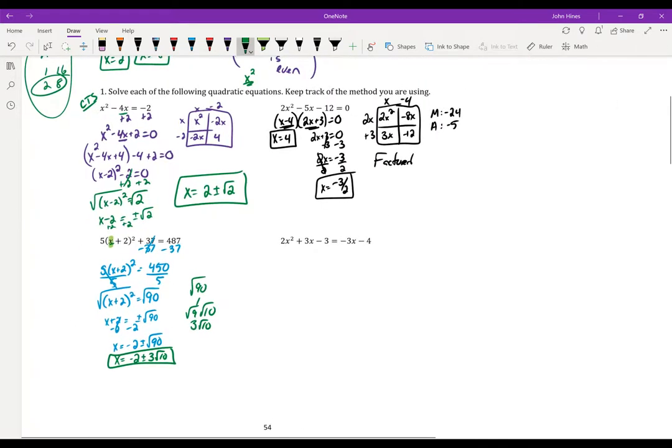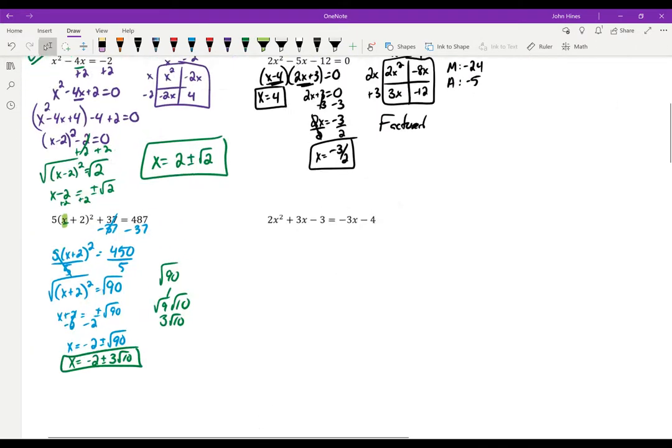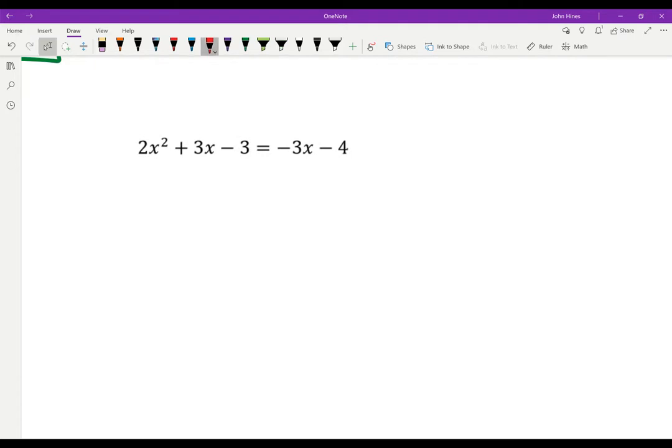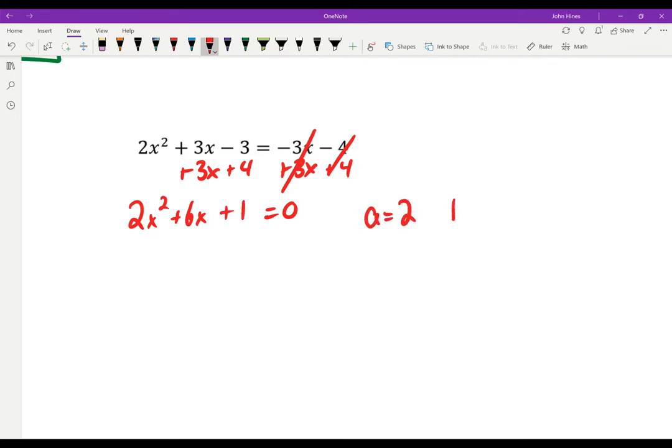I completed the square, I factored, I used inverse operations, so I hope you're warming up your singing voice because this is probably going to be the quadratic formula. Get it equal to 0. You can only use the quadratic formula once that trinomial is set equal to 0. Give me an A, 2. Give me a B, 6. Give me a C, 1. Here we go.